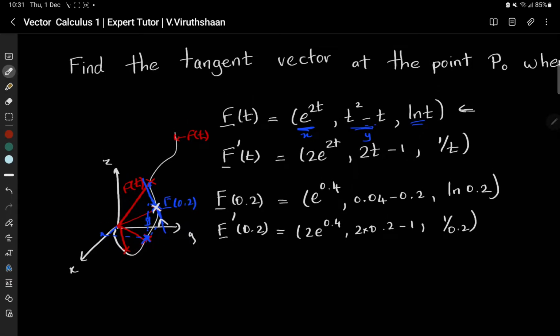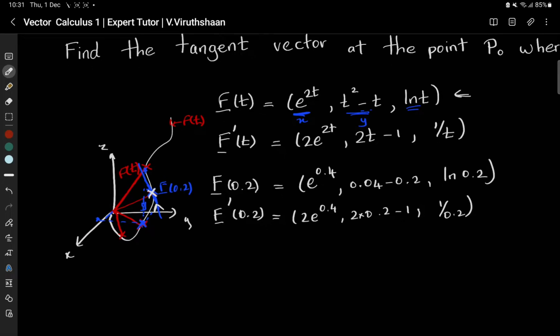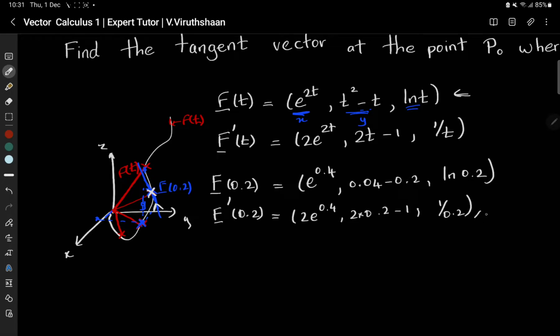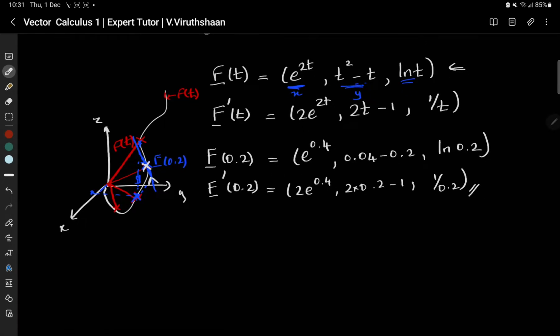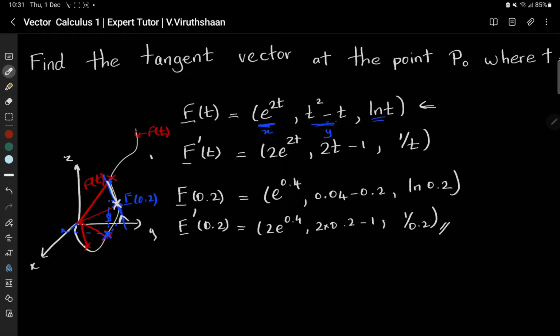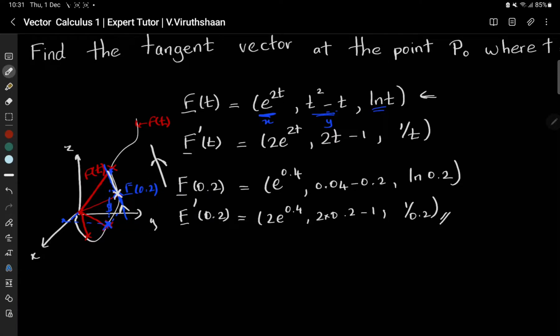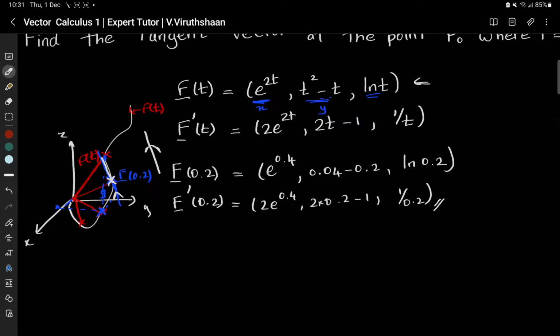But always remember, they have asked for the tangent vector, which doesn't mean a direction vector only. So if you stop the answer with this, what's the issue you will have? Let's consider a parallel vector to this vector f dash 0.2. Let's say it's going to be like this. These two lines will have the same direction. If you take the parallel vector to this tangent vector, definitely it's going to have the same direction. So to differentiate that, we need to figure out the point of this vector. We actually knew the point of that line is going to be this.